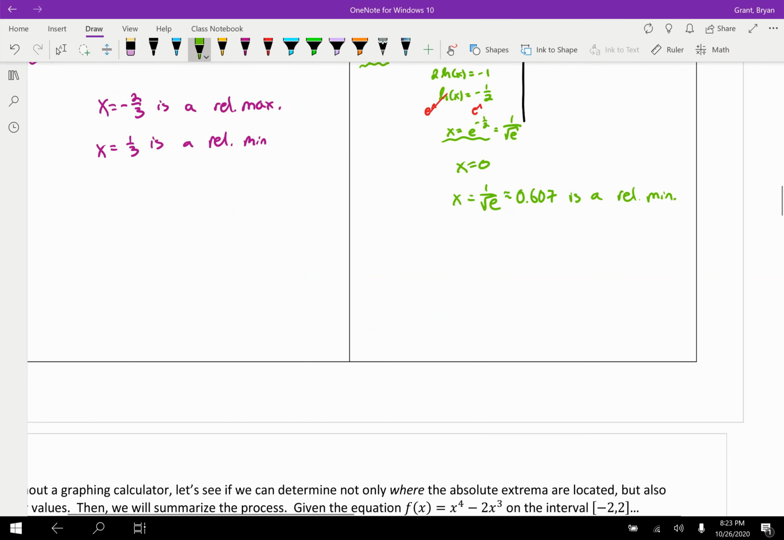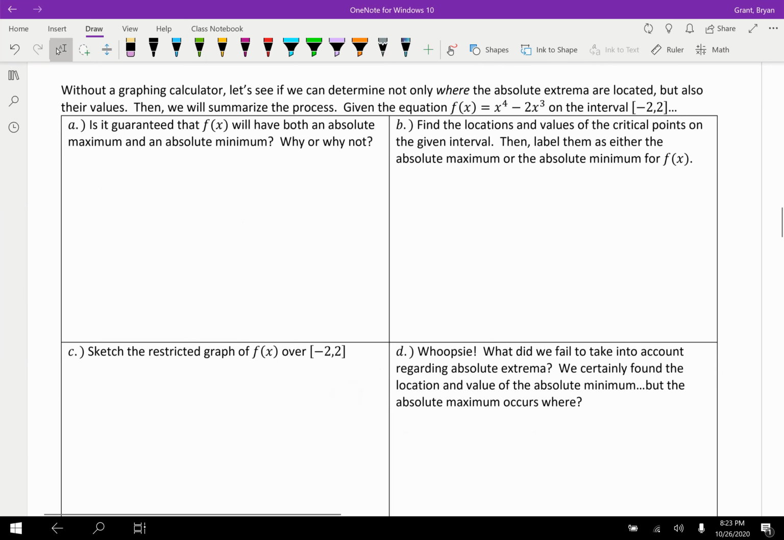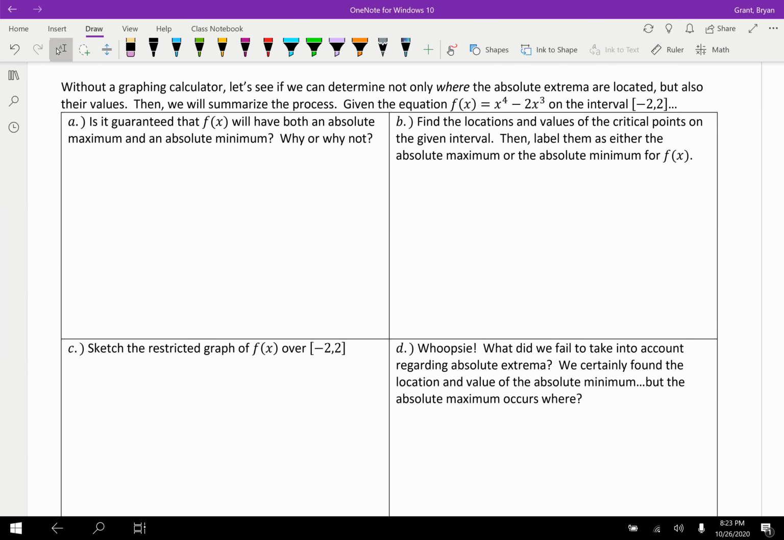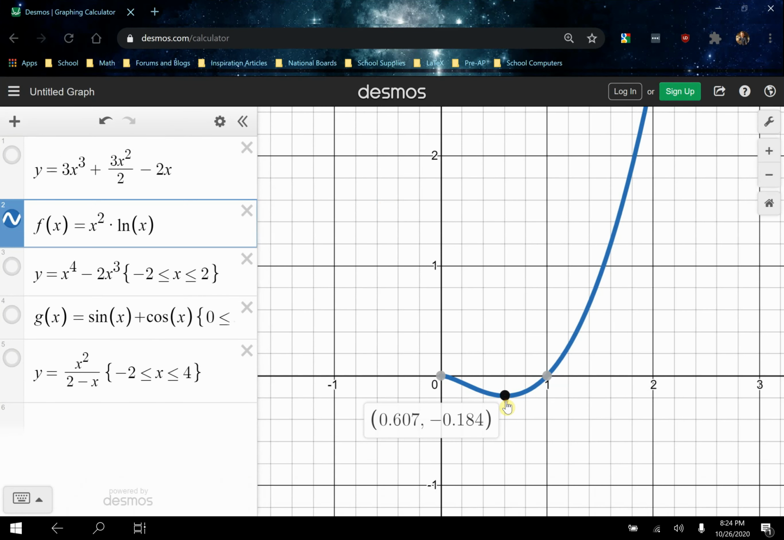All right, now it's wonderful that we can find critical points and endpoints, or critical points by setting the derivative equal to 0 and finding where the derivative is undefined. However, our main goal for today is not only to determine where the absolute extrema are located, but also what are their values. Now, all we did so far is we found some critical points, and sometimes they're absolute mins, absolute maxes. In fact, this one over here is an absolute min and a relative min, isn't it?